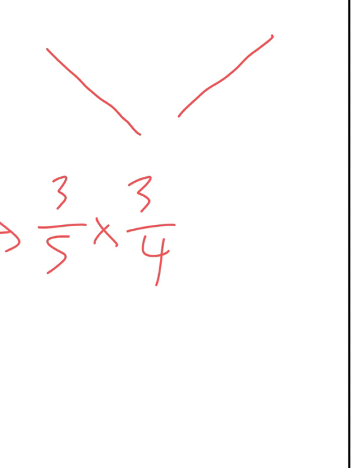Alrighty, so we're going to go ahead and multiply across. What's 3 times 3? That's 9, right? And what's 5 times 4? 20, right?